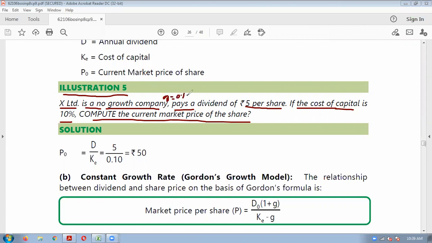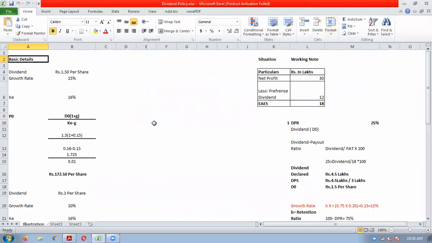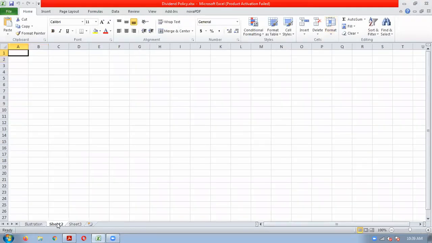Dividend per share is given, 5. That is your D0. Cost of capital KE is 10 percentage. What you have to calculate? Current market price using the Gordon growth model. How can we calculate? All the details are there for calculation, illustration.